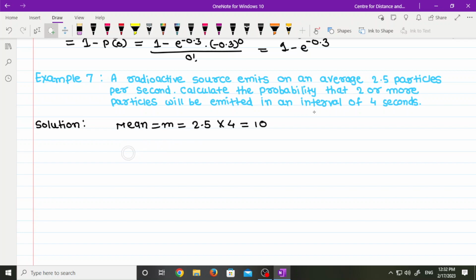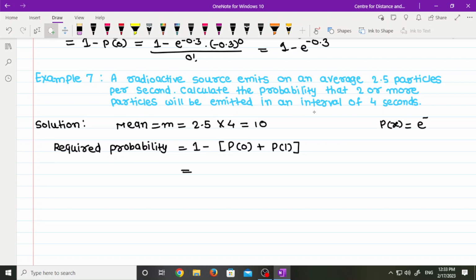Here we have to find the probability that 2 or more particles will be emitted in an interval of 4 seconds. That is, we first find p of 0 and p of 1, and subtract their sum from 1. So, the required probability that 2 or more particles will be emitted in an interval of 4 seconds is 1 minus the sum of p of 0 and p of 1, where p of x is equal to e raised to minus m into m raised to x divided by x factorial.